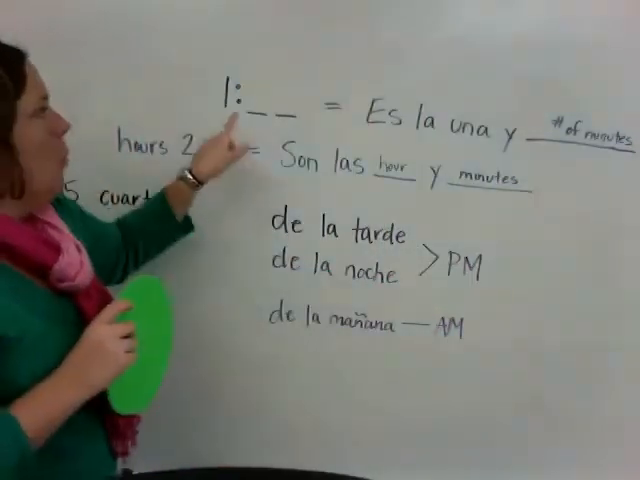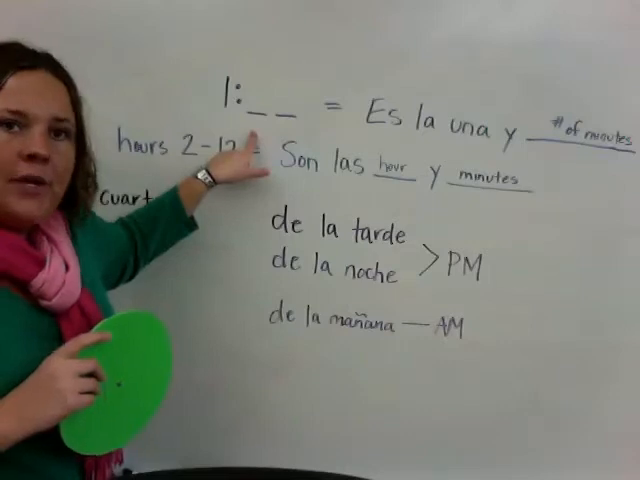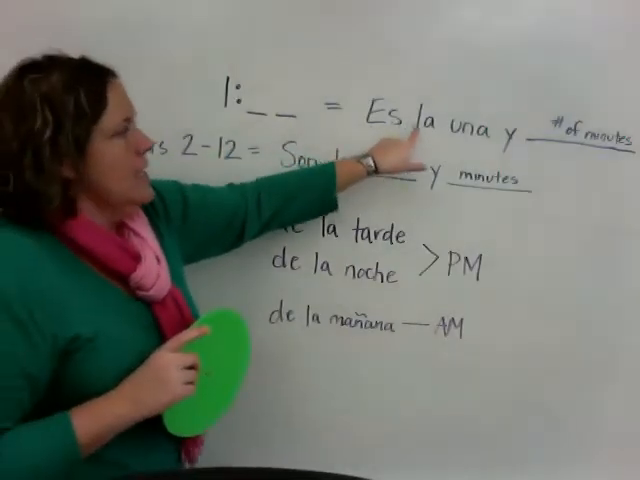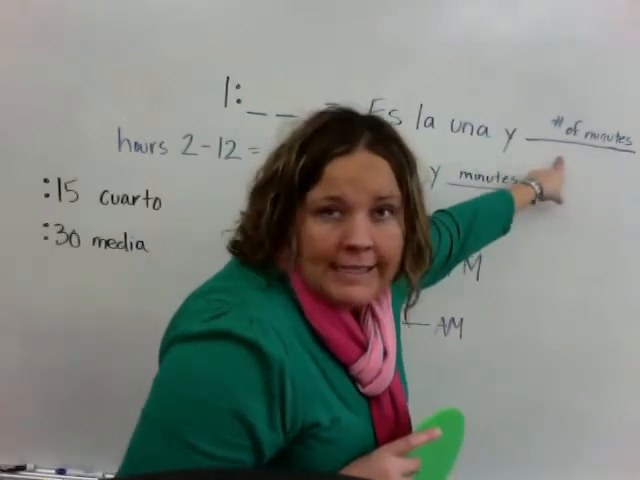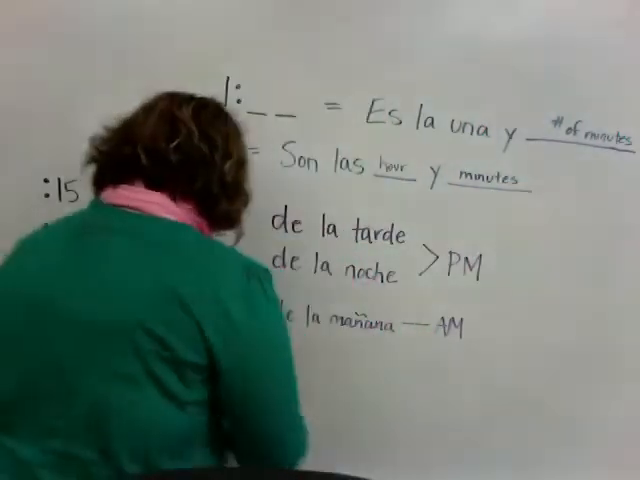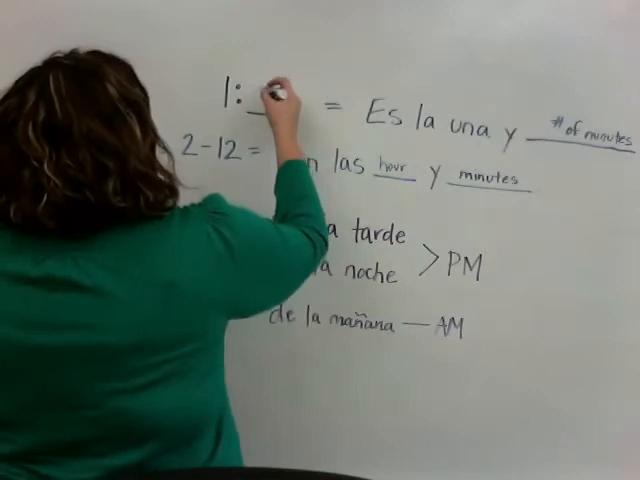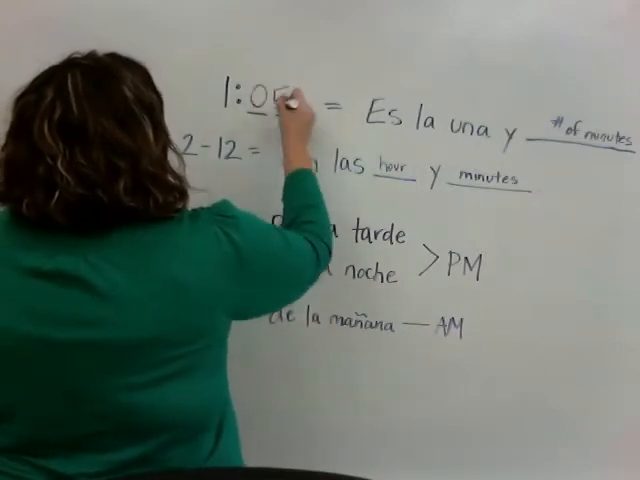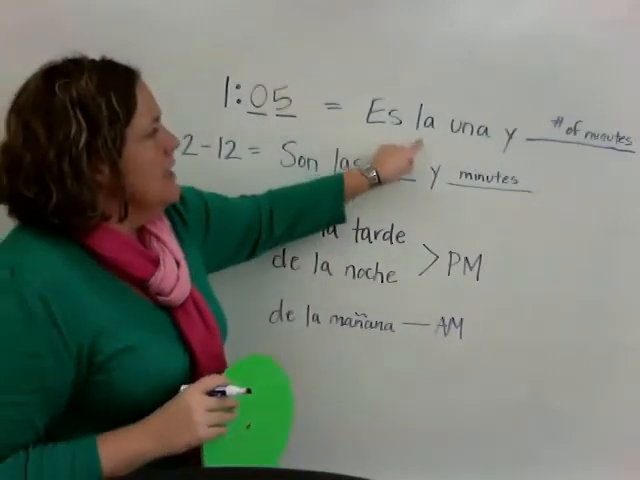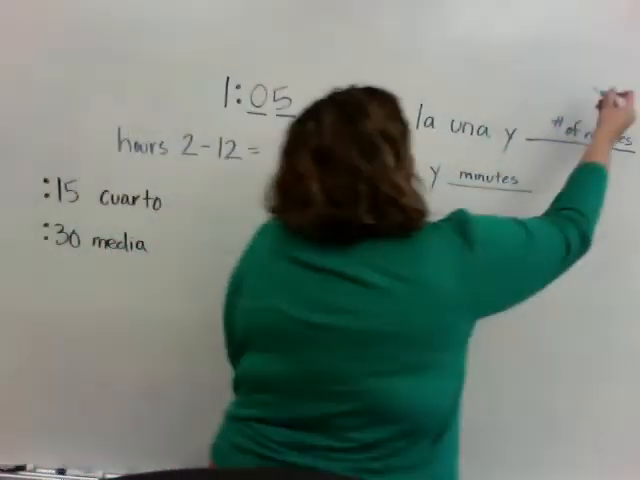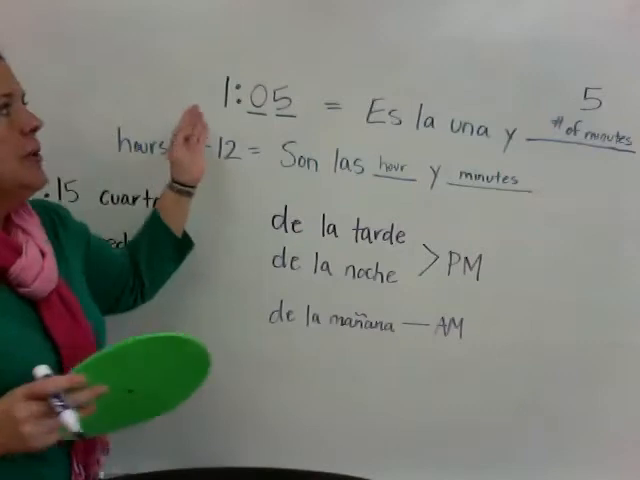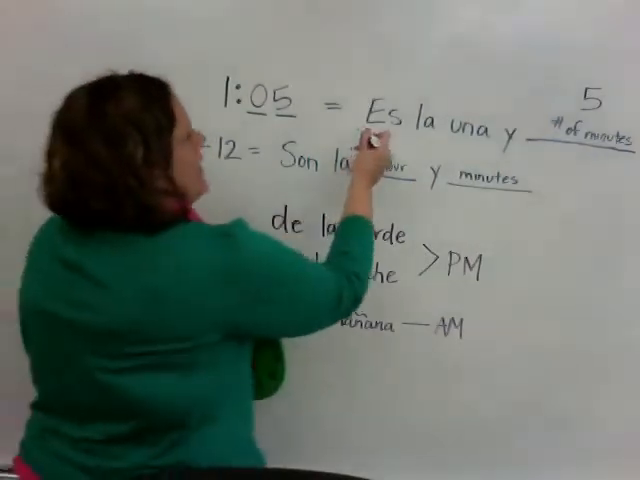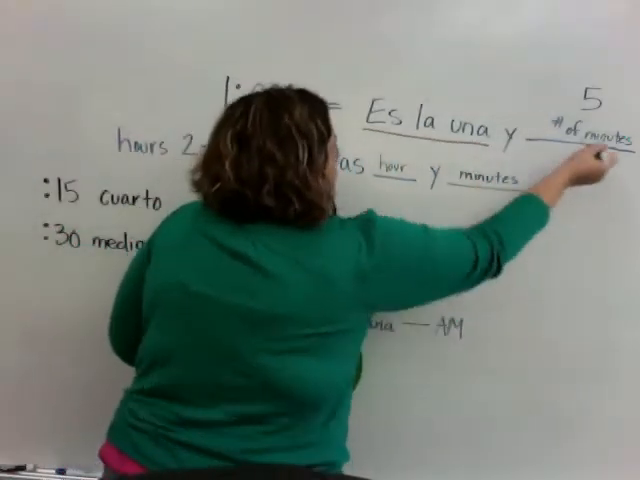All right, 1 o'clock's a funky one. Okay? It goes es, la, una, y, and then you put in the number of minutes. So, for example, if I wanted to do 1:05, I would say es, la, una, y, cinco. Okay? Super easy. So, for 1 o'clock, it's es, la, una, y, cinco.